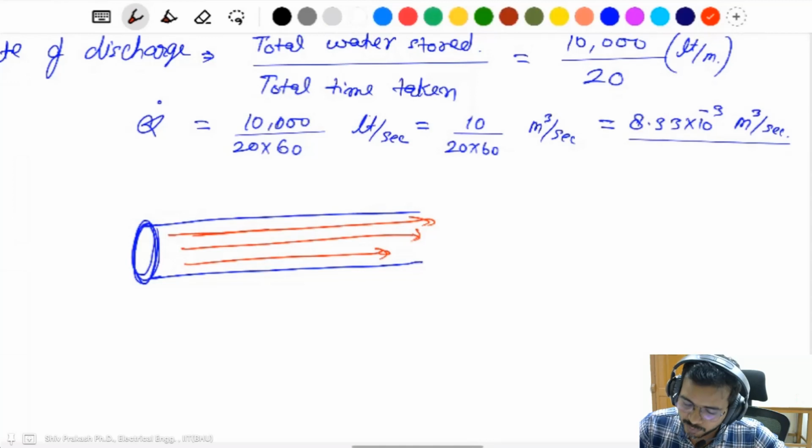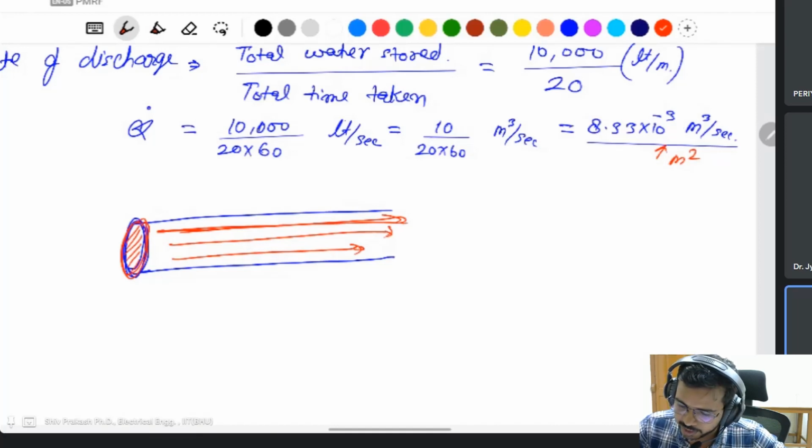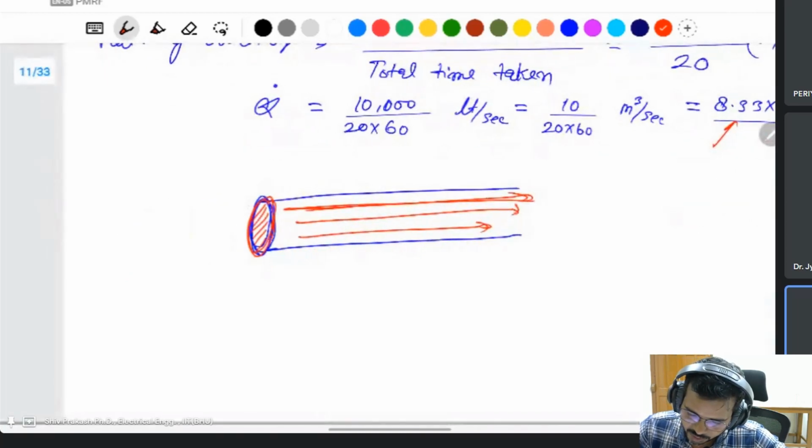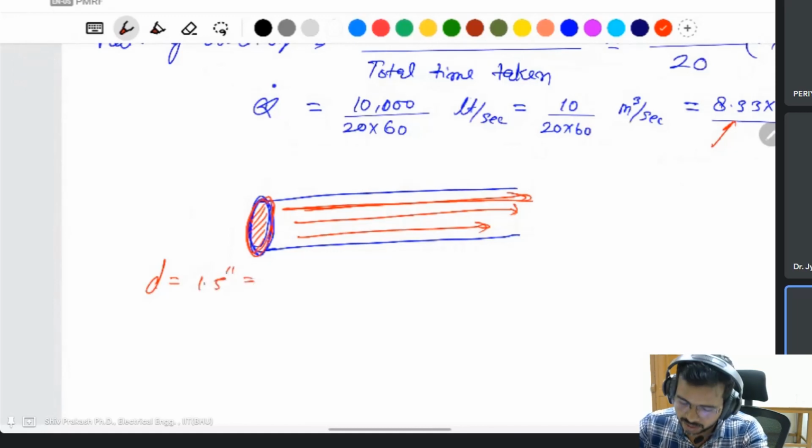Then what is the speed of water? If we divide by this cross-sectional area, the water discharge in meter square, then you can find the meter per second. So first of all, find the cross-sectional area. The diameter is given as 1.5 inch. Then what is it in meters?